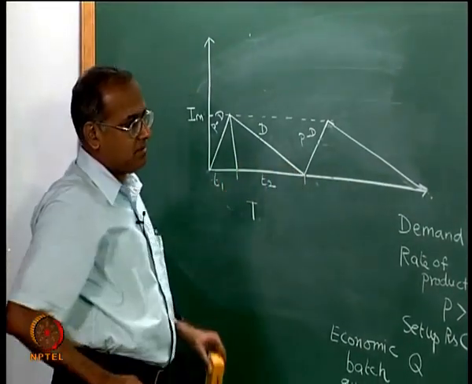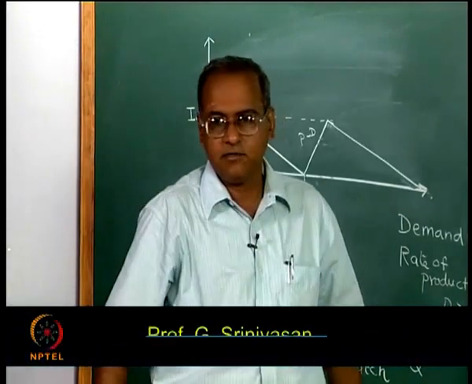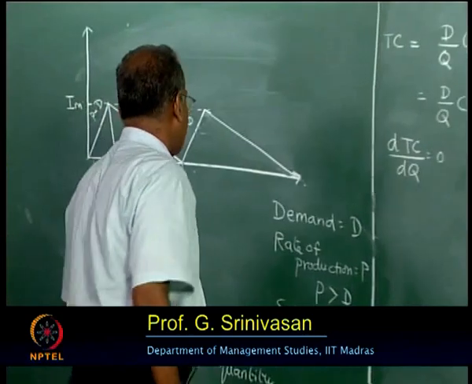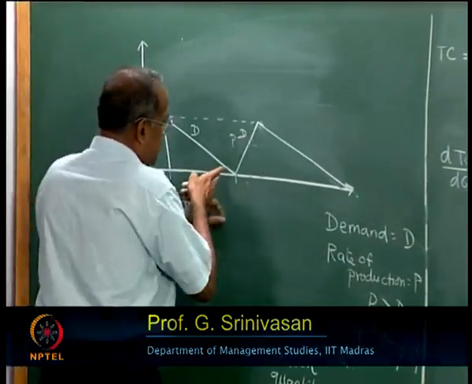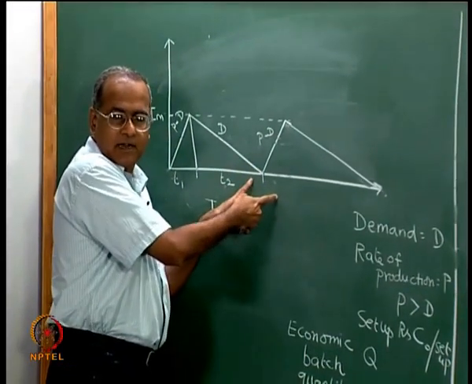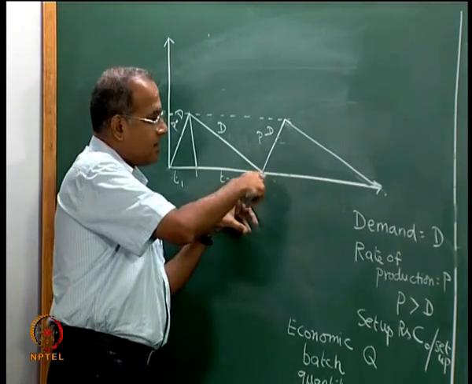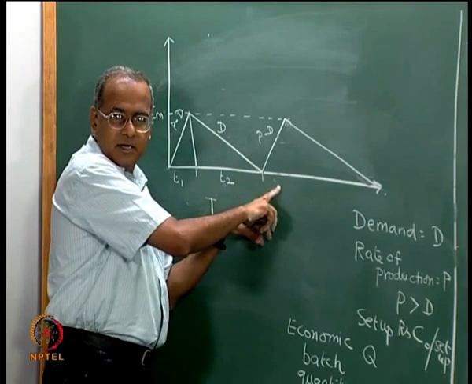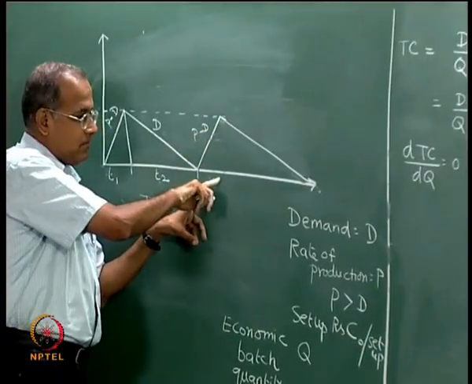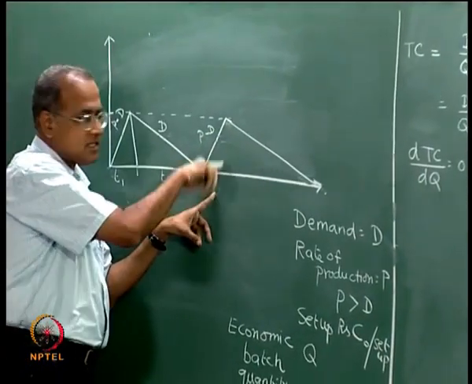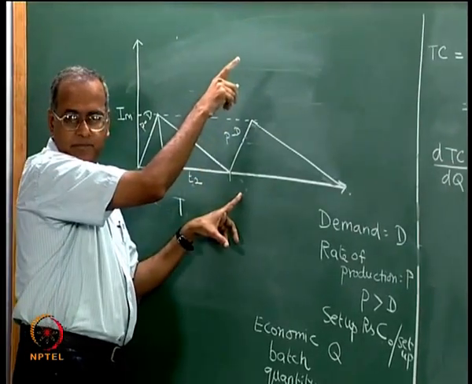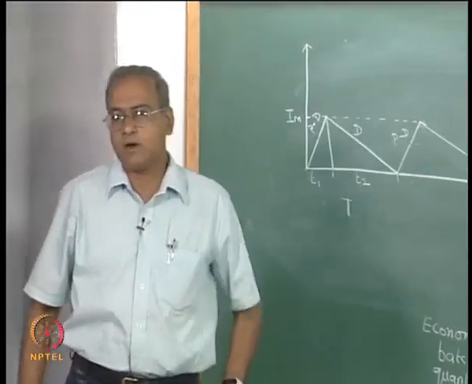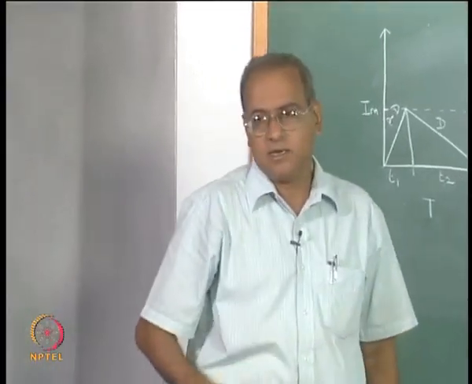It need not be the same for all other kinds of situations. So, the next model that we should be looking at is, can we allow for some back ordering here, like we did in the bought out items? Can we allow for some back ordering, build up a back order and then produce, satisfy the back order first and then build up the inventory? So, that would be a production consumption model with back ordering, which we will see in the next lecture.